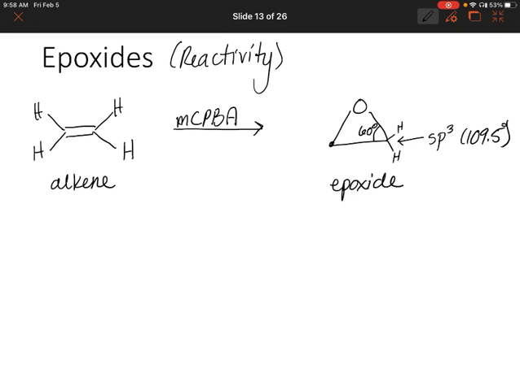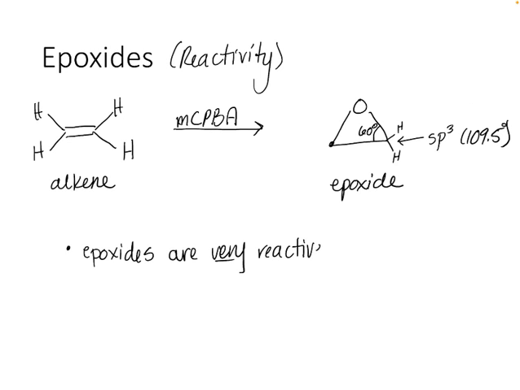So if you have angles that are much smaller than what you would expect, we call that ring strain. So epoxides are actually super reactive because of that ring strain. The carbon atom and its bonds would prefer to have 109.5 degrees between them, but they're stuck at 60 degrees. So epoxides are very reactive due to ring strain.